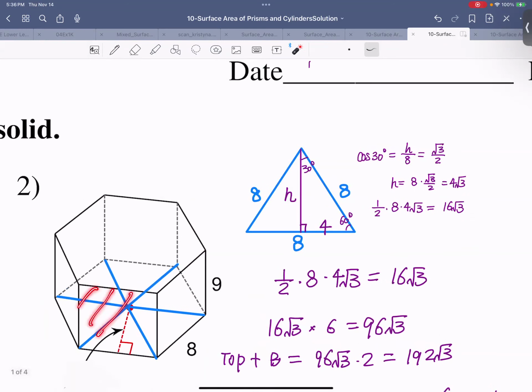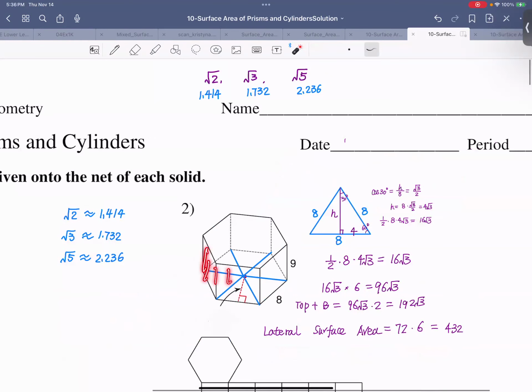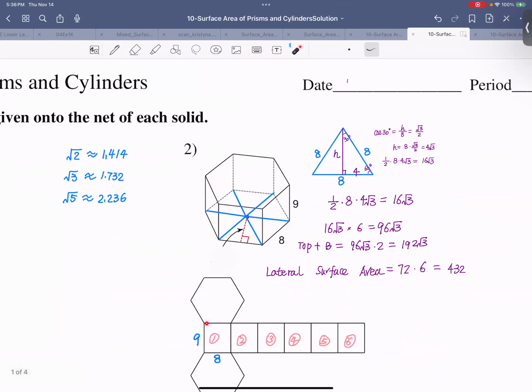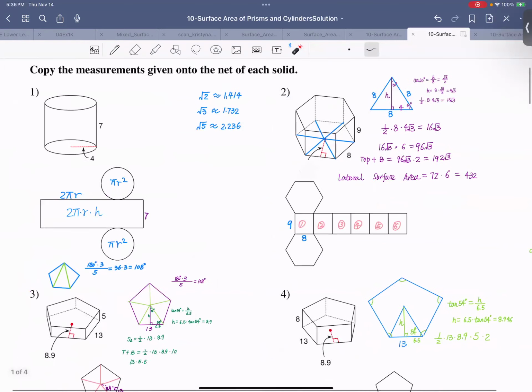How do we calculate each of the areas? That is 72. And you have how many of them? You have 6 of them. 1, 2, 3, 4, 5, 6. You times by 6. This whole thing is called the lateral surface. These two things are called the top and the bottom surface. Okay, that's number 2.